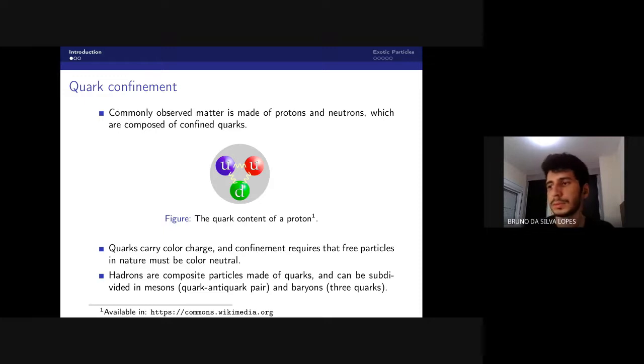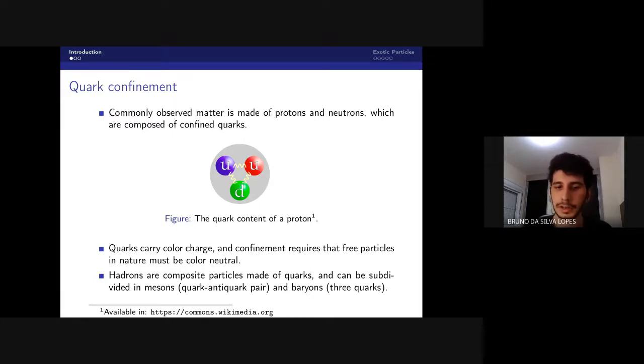So one property of quarks, and a property of QCD, quantum chromodynamics, the theory of the strong interactions, is the quark confinement. So the commonly observed matter that we observe day to day is made of protons and neutrons, but those particles are composed of confined quarks. So for example, a proton has two up quarks and a down quark. And color confinement requires that the free particles that we find in nature must be color neutral. So in this example, the proton is a baryon, so it must have all the three colors, red, blue, green.